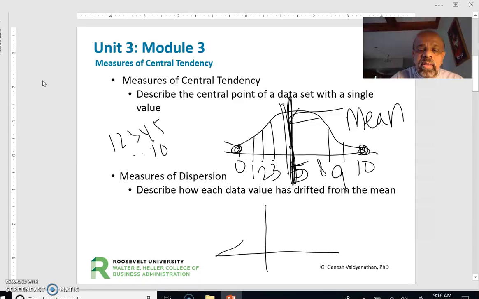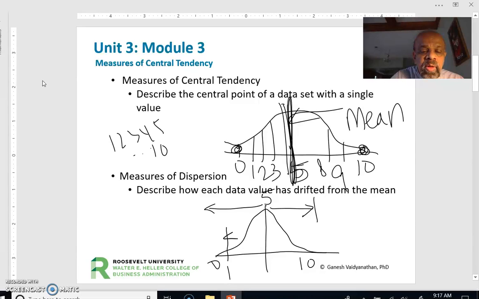The reason why I'm doing this is as follows. If you look at it, 0 to 10, I can say that 5 is in the middle. How far is 0 from 5? How far is 10 from 5? How far is 1 from 5, and how far is 9 from 5? I can do all those kinds of things. And this gives me what is called the variance.